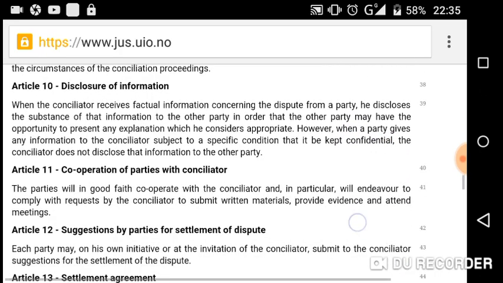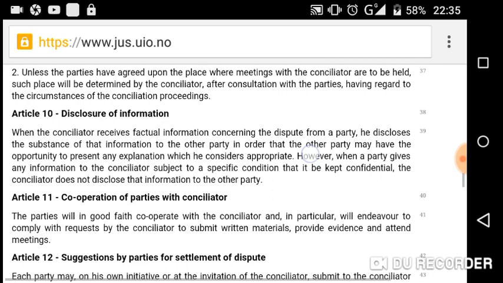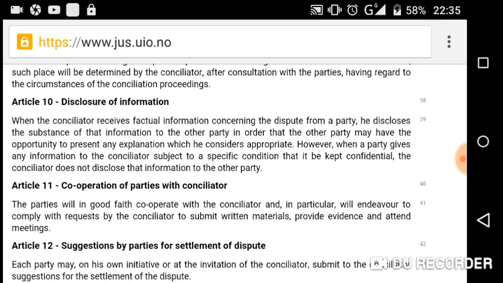Then comes Article 10, that is disclosure of information. When the conciliator receives factual information concerning the dispute from a party, he discloses the substance of that information to the other party, in order that the other party may have the opportunity to present any explanation.